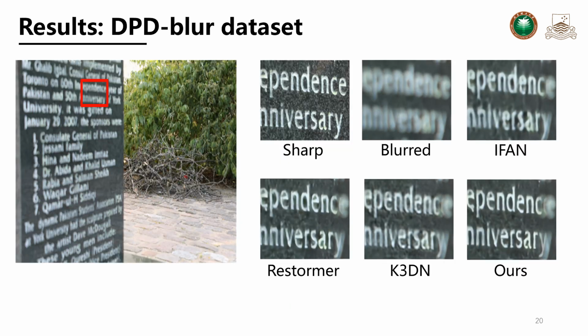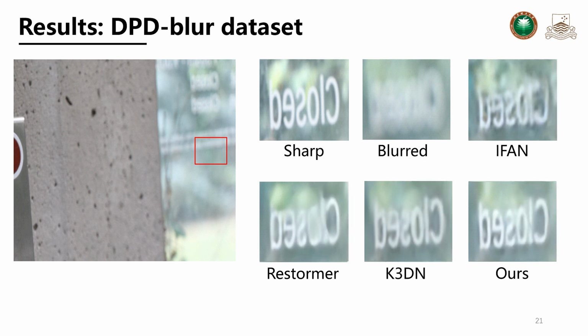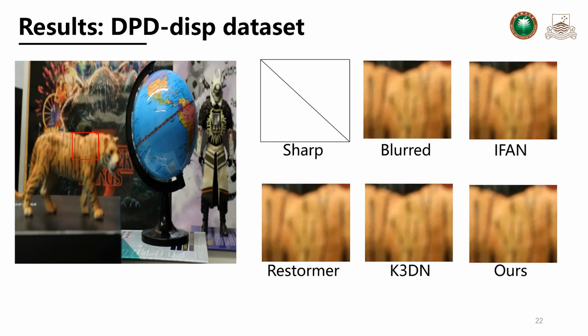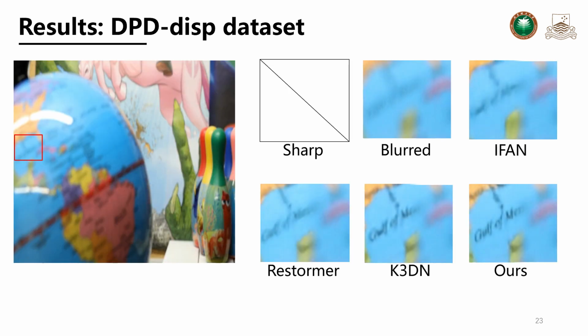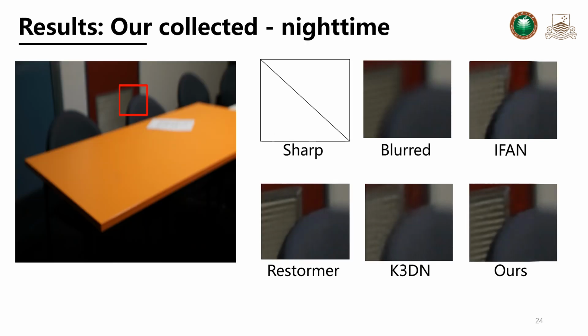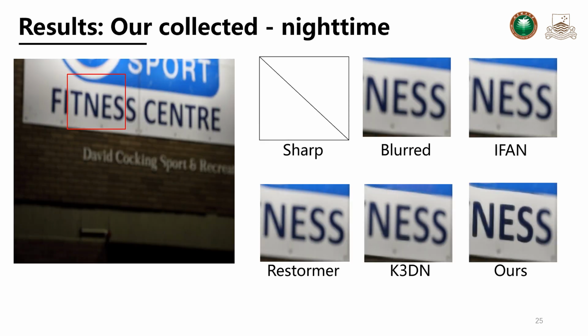Here, we provide some qualitative comparisons on the DP deblur dataset. Our method has the sharpest text edges in deblurred images. On the DP DSP dataset, our method obtained the best visual results. On our collected nighttime blurred images, our method still obtained the sharpest results. This shows that our method has good generalization ability.